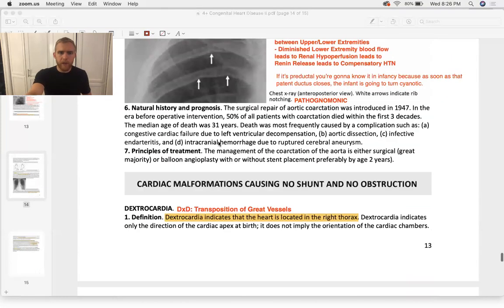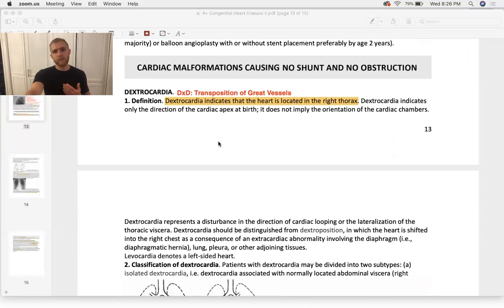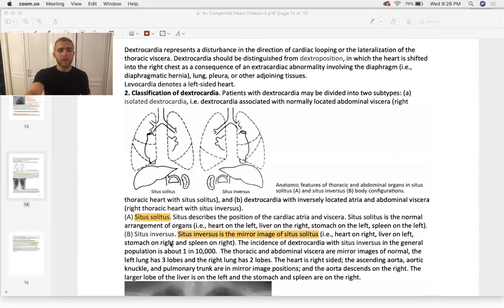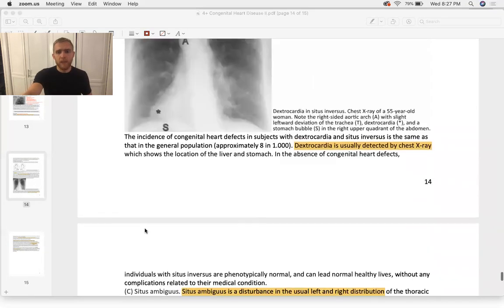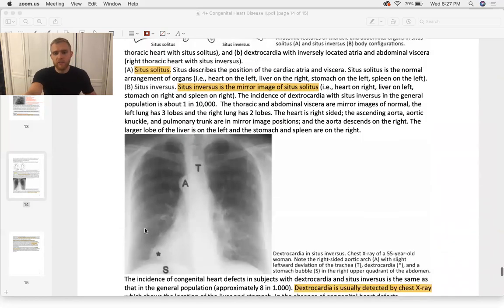So read through this section. Know that dextrocardia means that the heart is located in the right thorax instead of the left. Know that situs solitus means that all of your organs are in their normal place. And then situs inversus means that all of your organs are mirrored. They're flip-flopped. Finally, know that situs ambiguus is a disturbance in the usual left and right distribution, meaning some are going to be where they should be, some are not going to be where they should be. So it's not an all or nothing type thing as the situs inversus and situs solitus is.